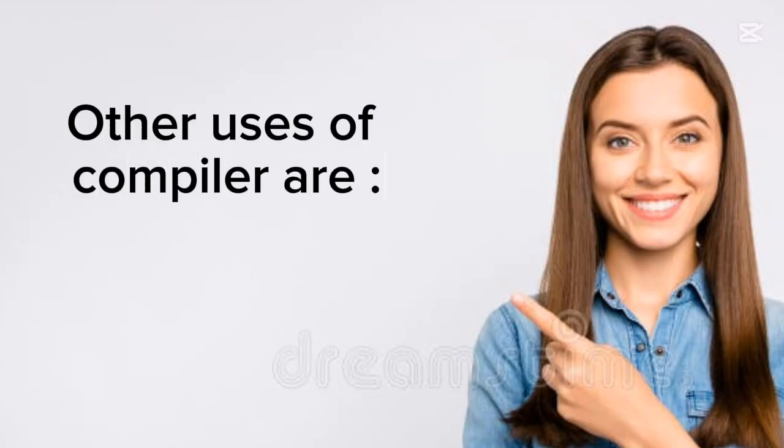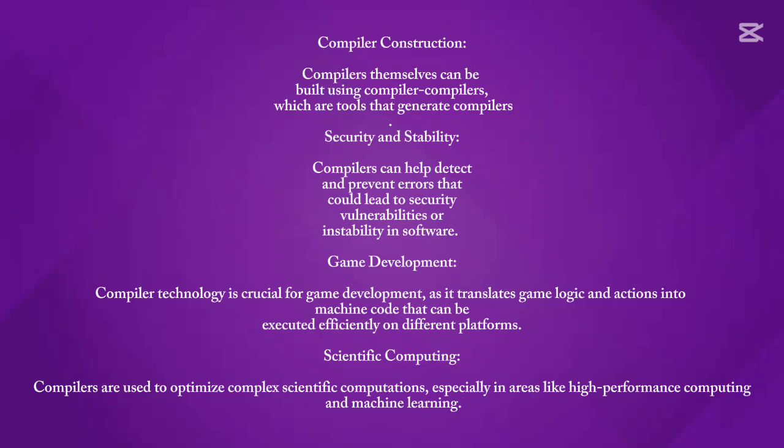Some of the other uses of compiler are: compiler construction. Compilers themselves can be built using compilers, which are tools that generate compilers. Security and stability. Compilers can help detect and prevent errors that could lead to security vulnerabilities or instability in software. Game development. Compiler technology is crucial for game development, as it translates game logic and actions into machine code that can be executed efficiently on different platforms. Scientific computing. Compilers are used to optimize complex scientific computations, especially in areas like high-performance computing and machine learning.